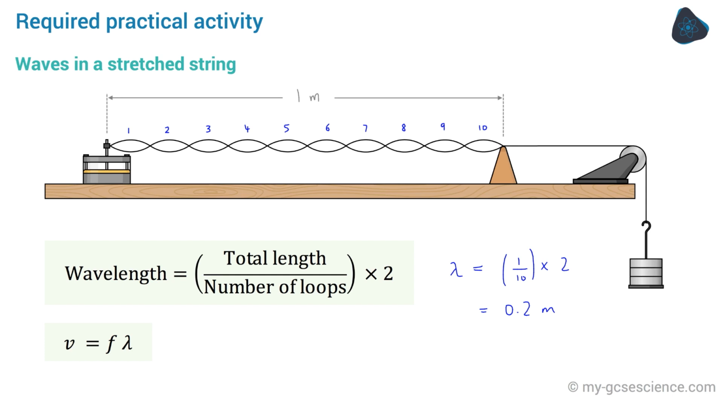One of the factors which affects the speed of the waves in the string is the tension in it. Could you design an experiment to investigate how the speed of these waves was affected by the number of masses attached to the end of the string?